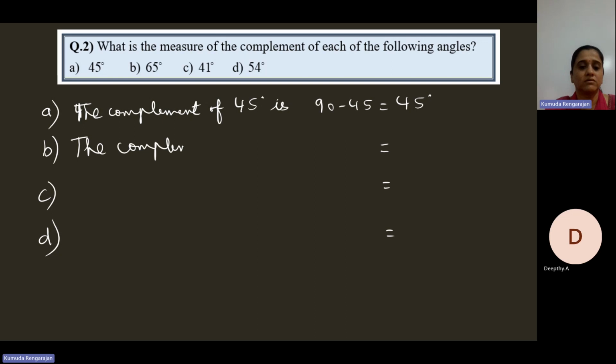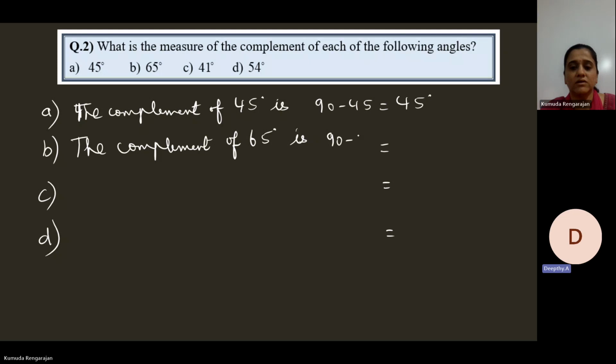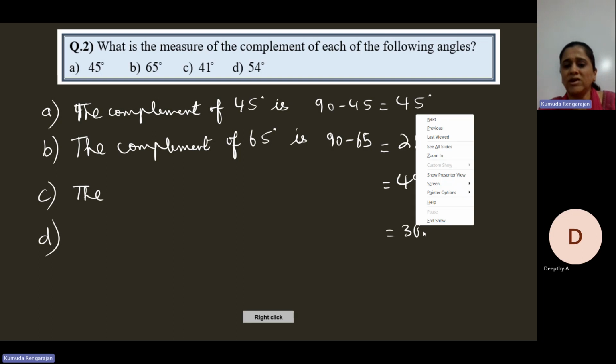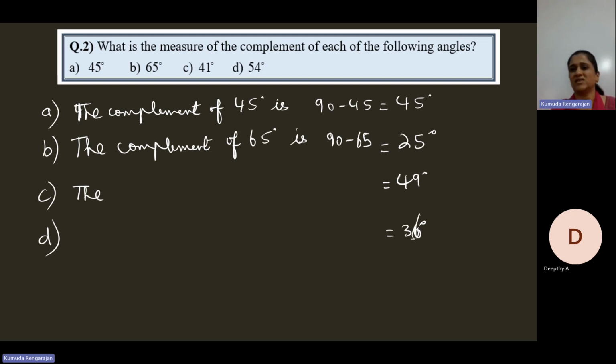The complement of 65 degrees is 90 minus 65. Why am I writing 3? 25 degrees. Yeah, next one. 49 degrees. Next one. 30? Correct. So you can fill up: the complement of 41 degrees is 90 minus 41, which is 49 degrees. You don't have to write anything now. I just asked you to subtract and find the answer. That's all.